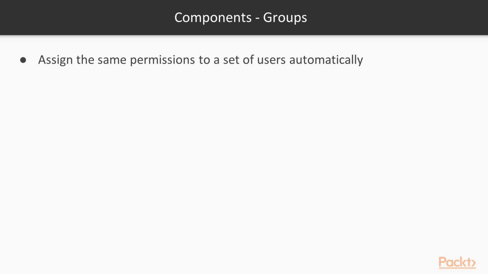Groups. You can assign the same permissions to a set of users automatically. For example, once the user is part of the group, they will inherit the permissions associated with the group. An example is creating new tables in DynamoDB. If users of a certain group have the permission to create new tables in DynamoDB, all of the subsequent users that are assigned to this group are going to have this permission unless they are explicitly denied to do so.